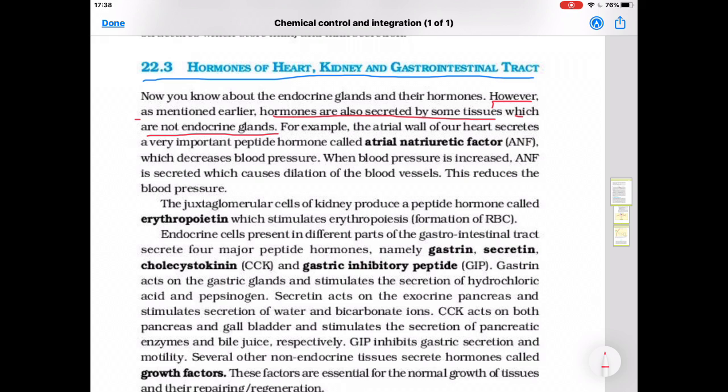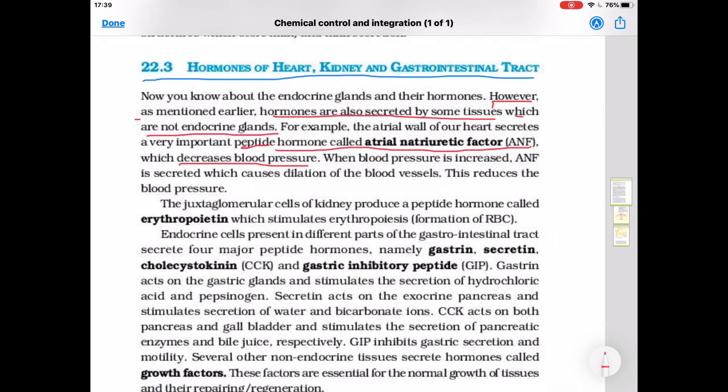For example, the atrial wall of our heart secretes a very important peptide hormone. Peptide means protein hormones called atrial natriuretic factor, ANF, which decreases blood pressure. When blood pressure is increased, ANF is secreted, which causes dilation of blood vessels. When blood vessels dilate, their lumen increases. Lumen means inside cavity. This reduces the blood pressure.